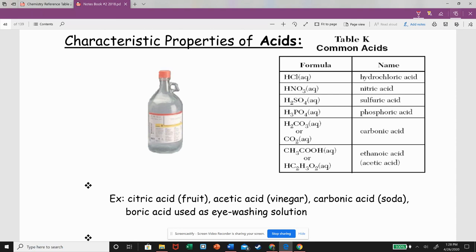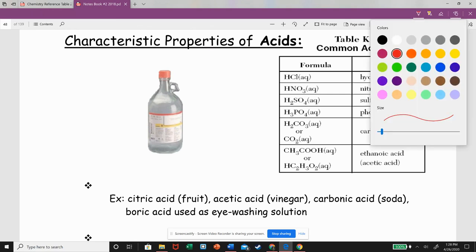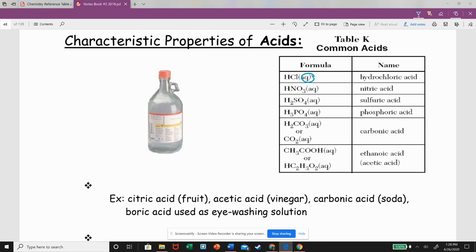The first thing that most students notice is the AQs. AQ, from very early in the beginning of the year, means aqueous, which means dissolved in water. So these are all homogeneous mixtures of acids dissolved in water. All right, now I'm going to switch back to my red. So what else does every single one of these acids have in common?